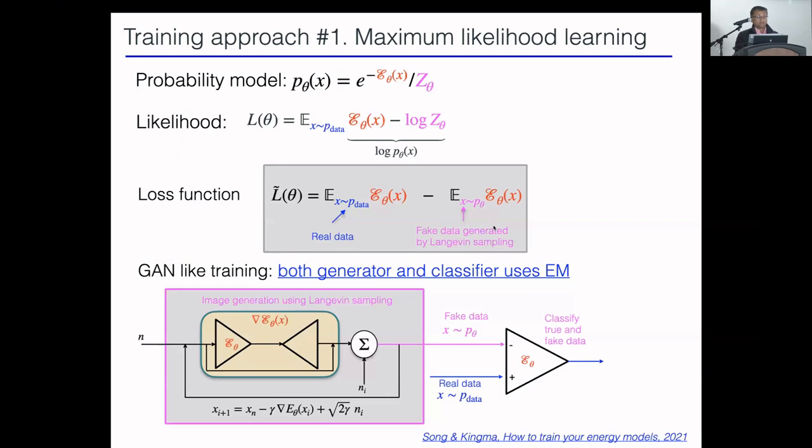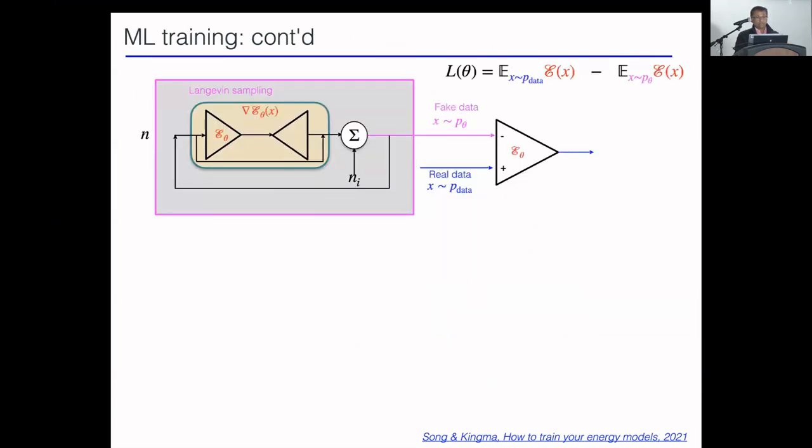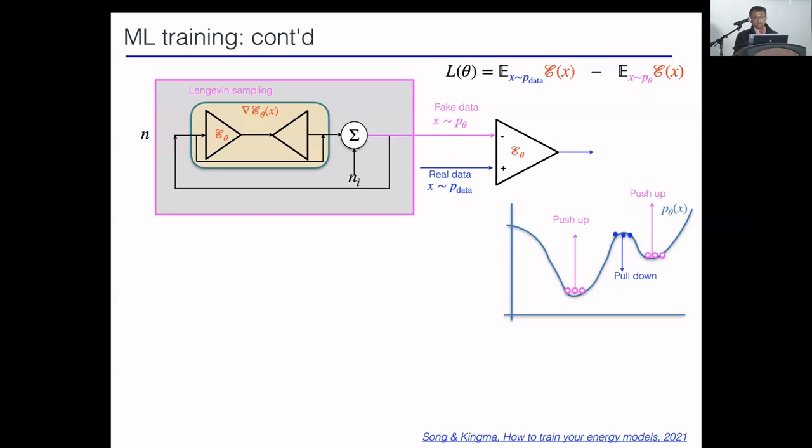You see that this looks very similar to a GAN. The only difference is that the generator is not a CNN. It's basically Langevin dynamics. Now, the intuition is as shown here. Let's say you have some initial probability distribution. You have some samples here. This is your true data. You start with some noise, do Langevin sampling, and get to the minima or close to the minima of the probability distribution. Now you try to increase the energy on these samples and pull down the energy on the true samples.